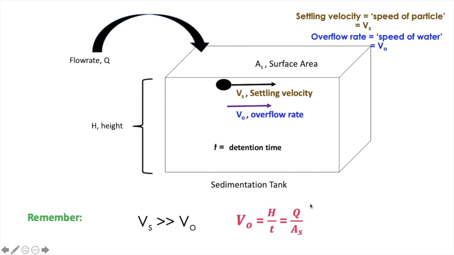One thing that I want to say to you is that this formula will never be given in the exam or in the test. It is something that you need to memorize. Not very difficult. V naught is just equal to H divided by T, or Q divided by AS. This is the overflow rate. So at this moment, do you think my explanation is clear?